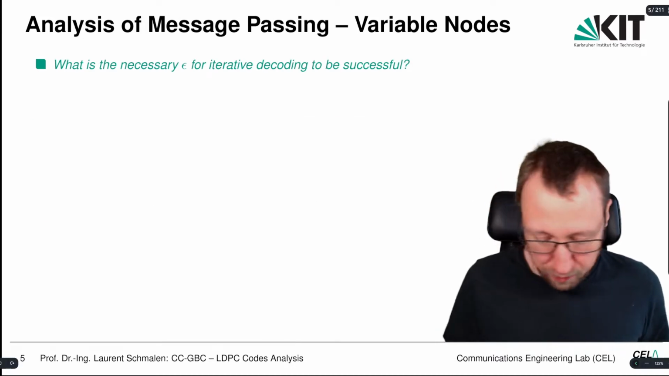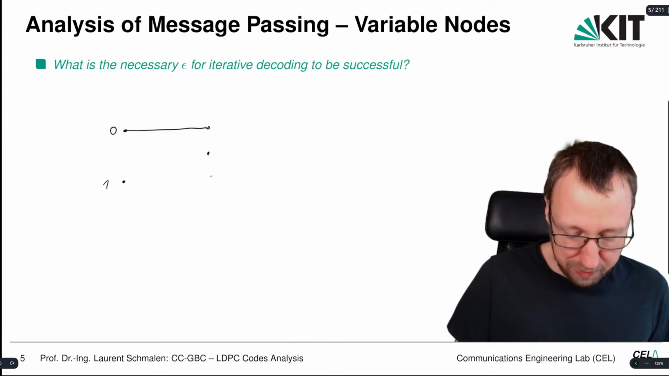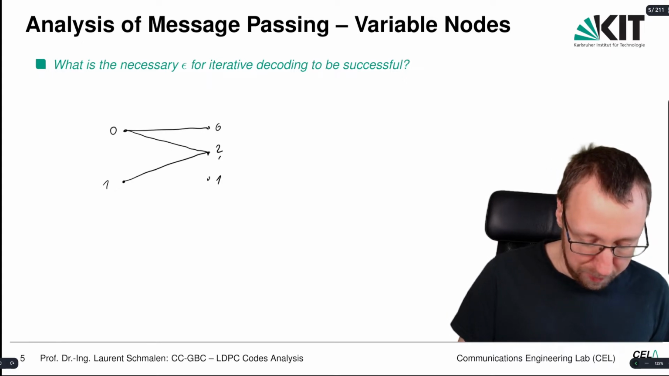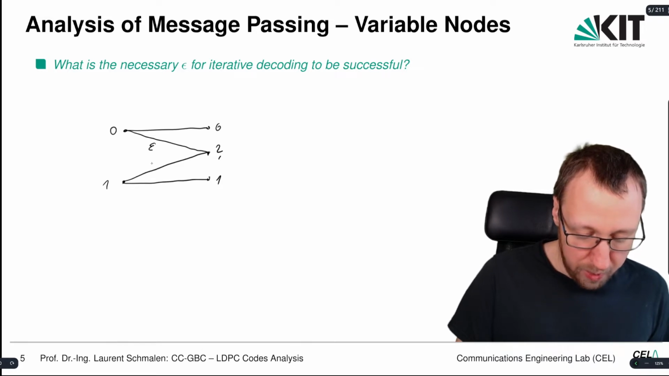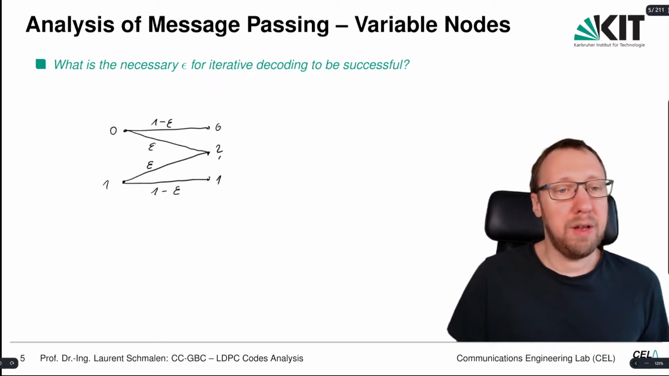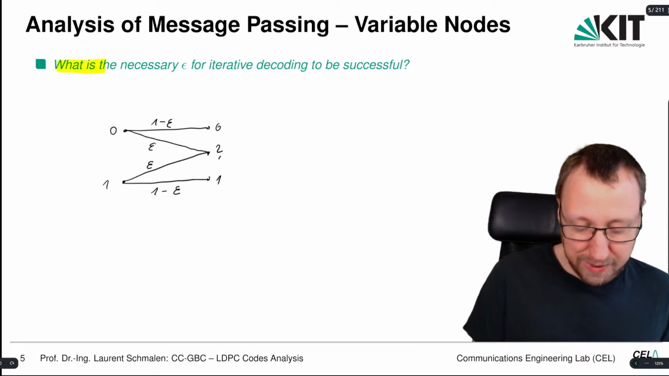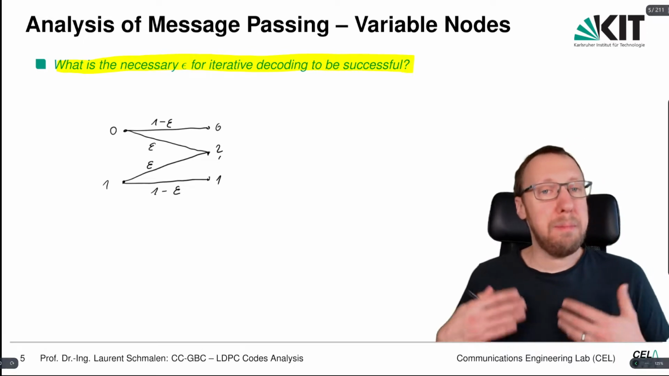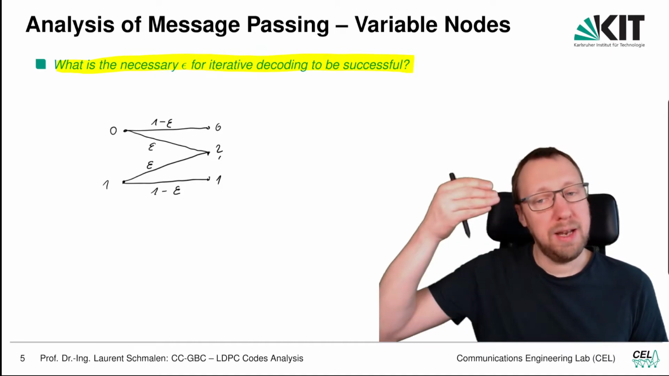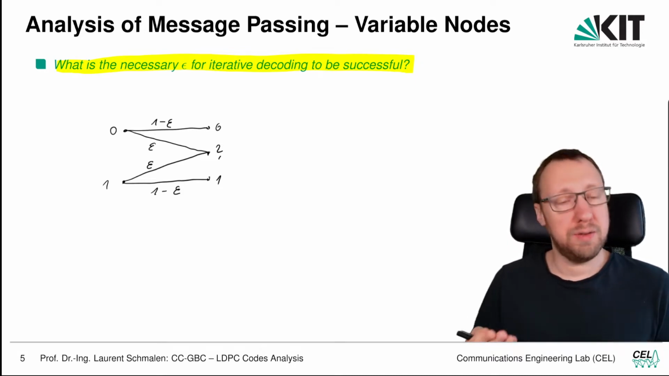So recall, binary erasure channel looks like this. We transmit zeros and ones, and we have three possible output symbols, 0, question mark, and 1. And with probability epsilon, we receive an erasure, and with probability 1 minus epsilon, we receive the correct value. And now we ask ourselves, what is the necessary epsilon such that the message passing decoder, this iterative decoder, is successful? Successful means the error rate quickly drops and goes towards 0. So we have very small residual error probability.